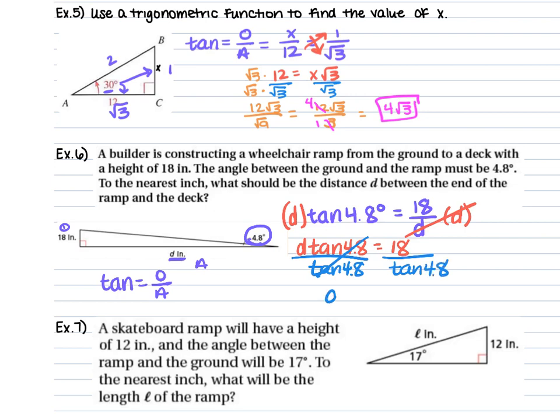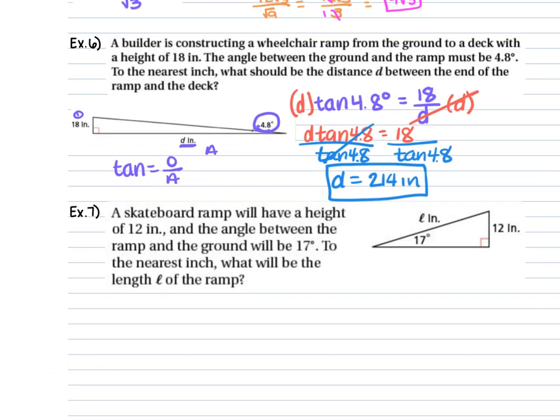And use our calculator. When we use our calculator, we are going to get 214 inches. For example 7, it tells us that a skateboard ramp will have a height of 12 inches, and the angle between the ramp and the ground will be 17 degrees. To the nearest inch, what will be the length L of the ramp? So we are working with opposite and hypotenuse.